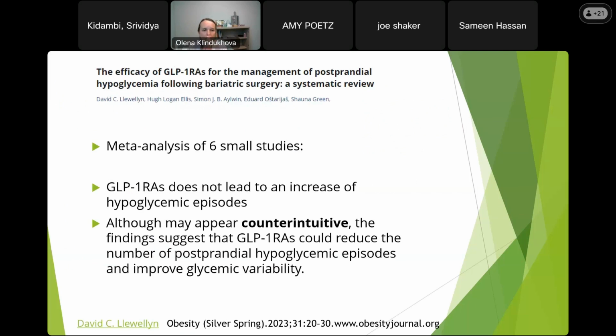So this is a study that is completely counterintuitive and completely opposite to what I just showed. This is a small study, a meta-analysis of several small studies that were put together. But the authors demonstrated that GLP receptor agonists, as we know in our clinical practice that we use for type 2 diabetics, generally do not cause hypoglycemia. So this study, and I'll show you the graph on the next page, suggested that GLP receptor agonists can reduce the number of postprandial hypoglycemic episodes and improve glycemic variability.